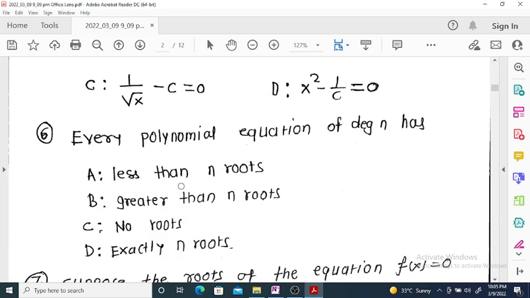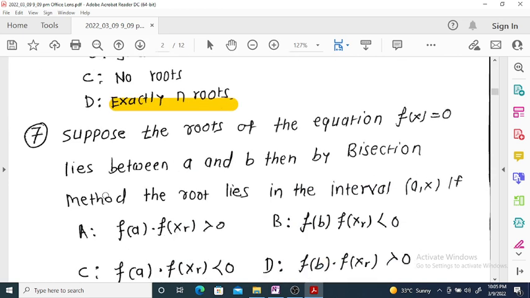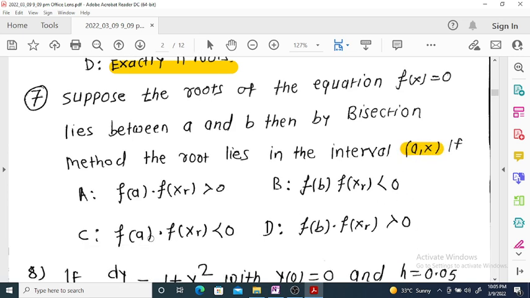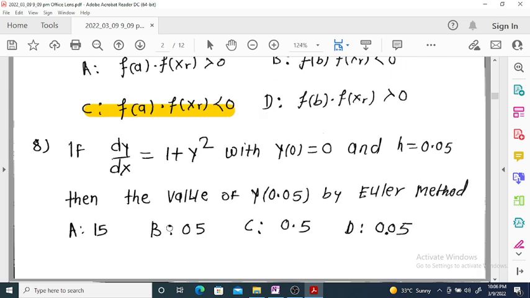Every polynomial equation of degree n has exactly n roots. Suppose the root of the equation f of x is equal to 0 lies between a and b, then in the bisection method the root lies in the interval x. Now the root lies in the interval x if f of a into f of xr is less than what? 0. So the correct option is what? f of a into f of xr is less than 0.